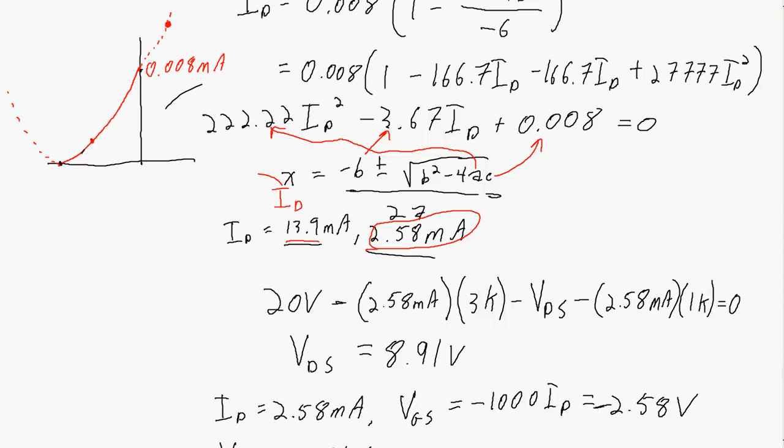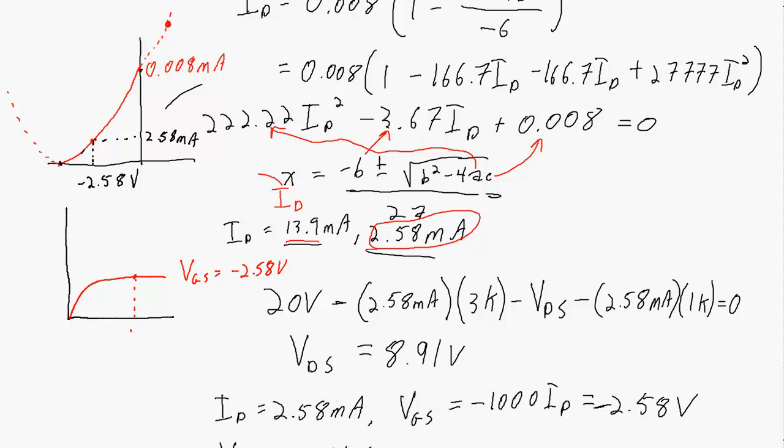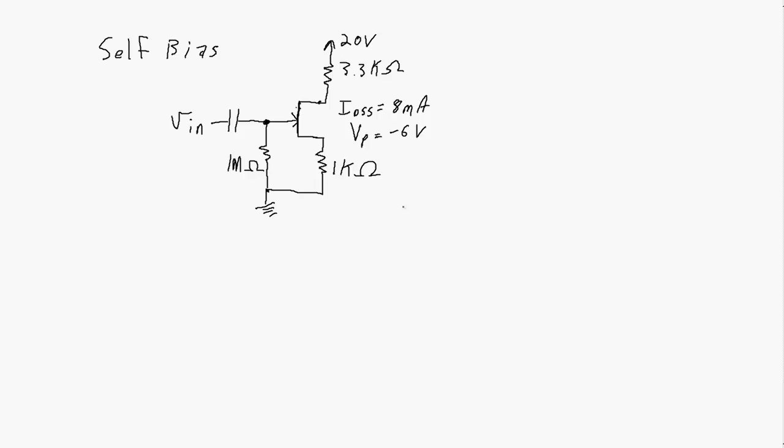So in this really rough sketch that I've got here of the transfer curve, this point right there is minus 2.58 volts and 2.58 milliamps. And then on the graph of ID and VDS, it looks something like this. This is for VGS equals minus 2.58 volts. Our operating point is at 8.91 volts on there. Now there is another way to solve this circuit approximately, and that's solving it graphically.